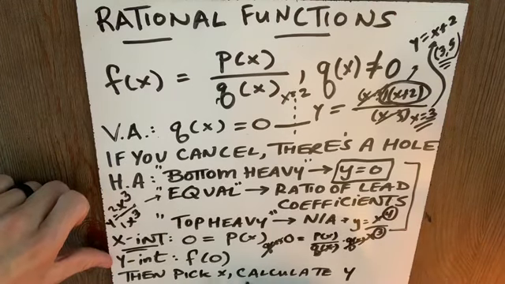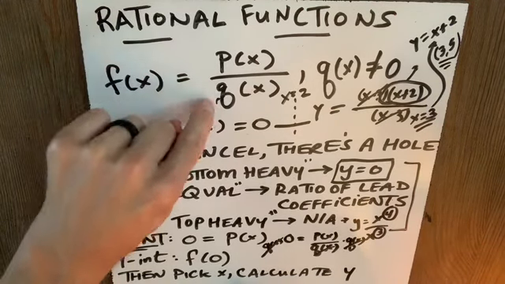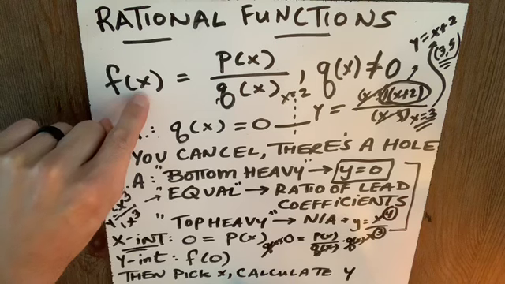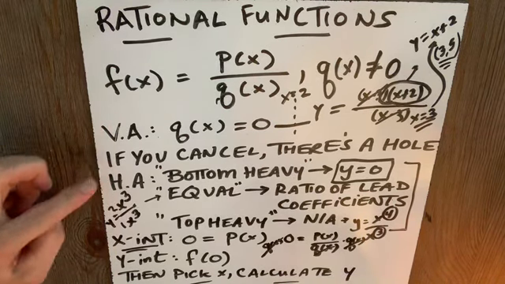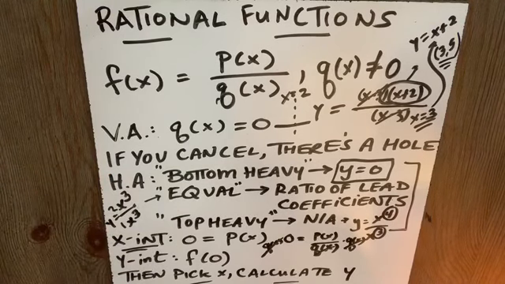Y-intercept: if we have f of x equals this function, we're going to find the f value when x is 0. And then at the very end, we pick x and we calculate y. Hopefully, we won't have to do that because we'll have a good picture between vertical asymptotes, horizontal asymptotes, and x and y intercepts. Hopefully, we won't have to do anything more than that.